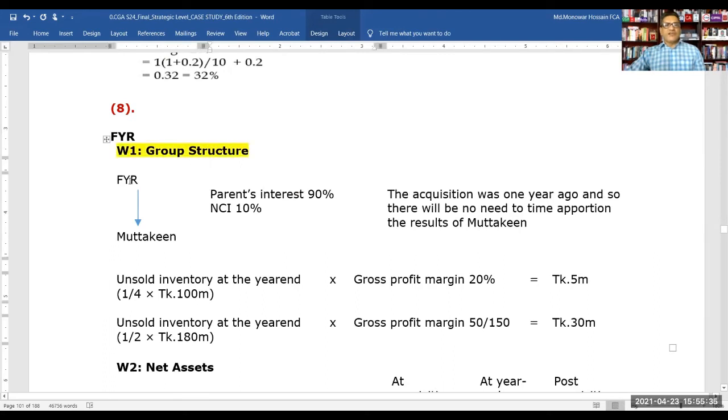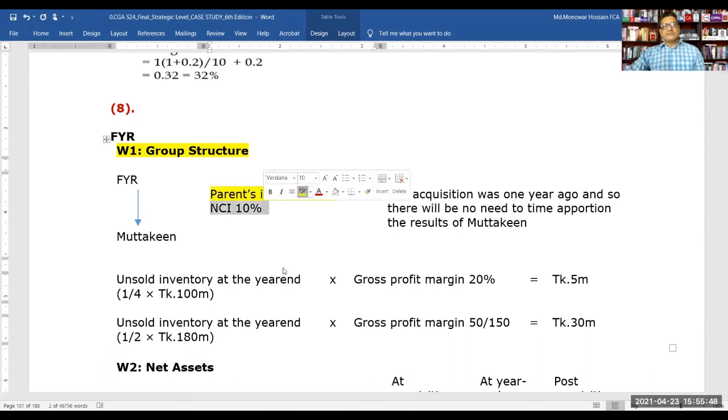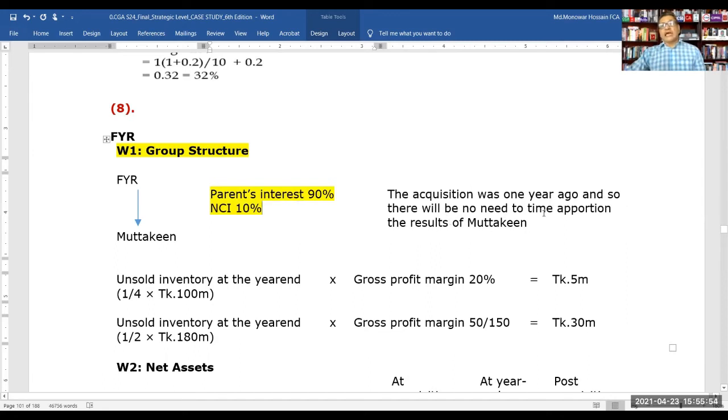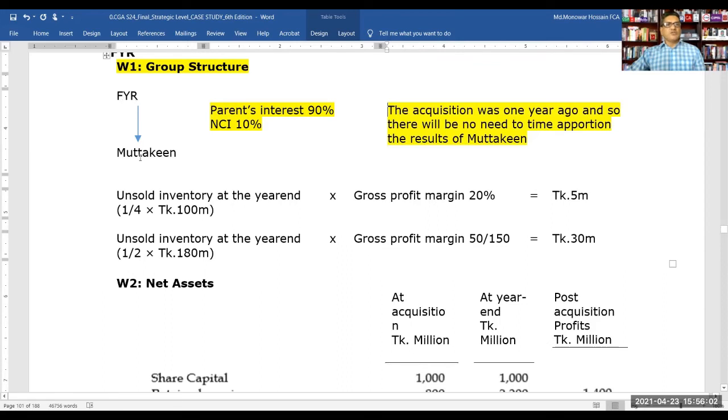So here, FIR is the group parent with 90% interest in that Muttaqin company, and non-controlling interest is 10%. The acquisition was 1 year ago, so there will be no need to time-apportion the result of Muttaqin because the previous year already did it. So here, FIR to Muttaqin.